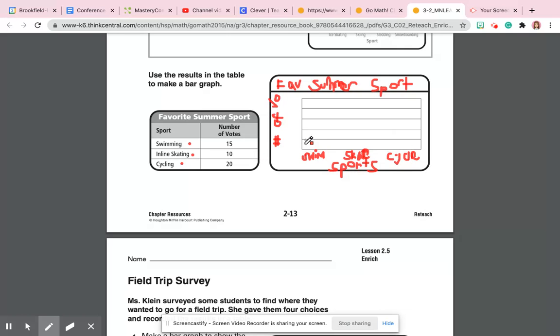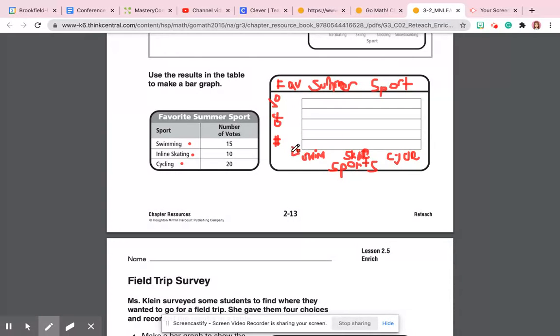Now, we need to decide the scale. So what is each one going to go up by? I have the numbers 15, 10, and 20. I know that all of these are numbers that we can divide into fives. And I have 0, 5, 10, 15, 20, 25. I have enough room to go up by fives.